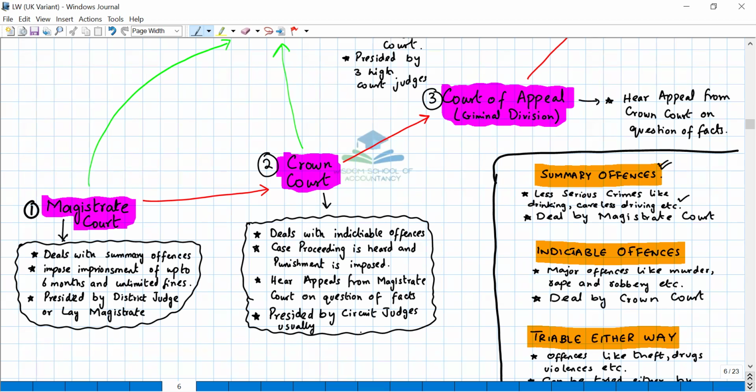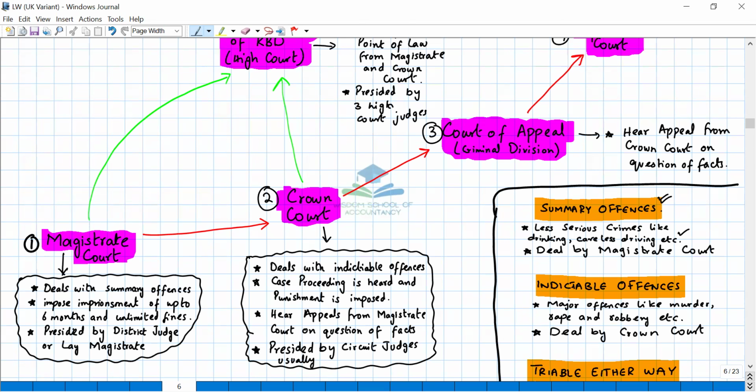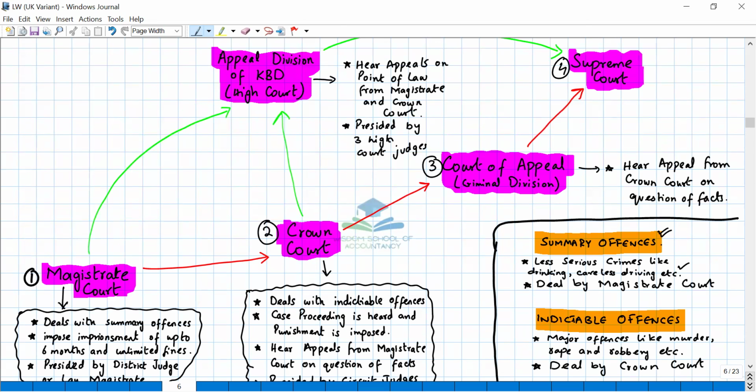Presided by circuit judges usually. The circuit judges preside the Crown Court. Okay. Now here you can clearly see that a green line is drawn from magistrate court to the appeal division of King's Bench Division. Now when I was telling you about the appeal division of the King's Bench Division, it was mentioned that it hears some criminal cases as well.